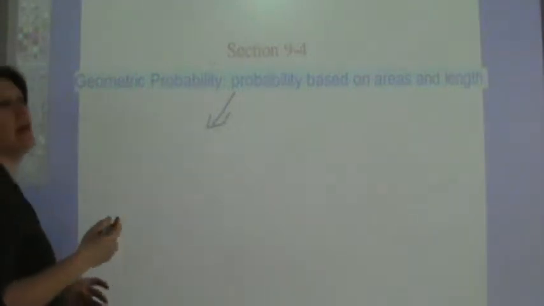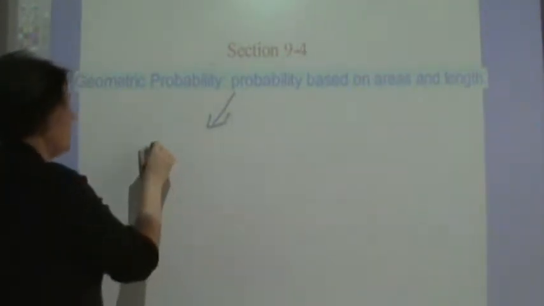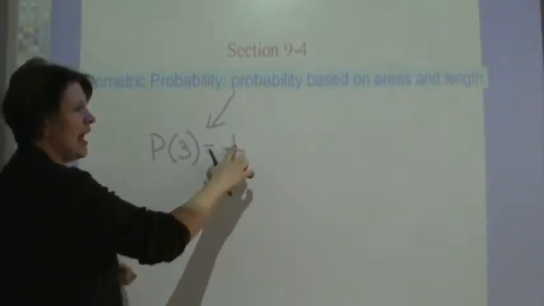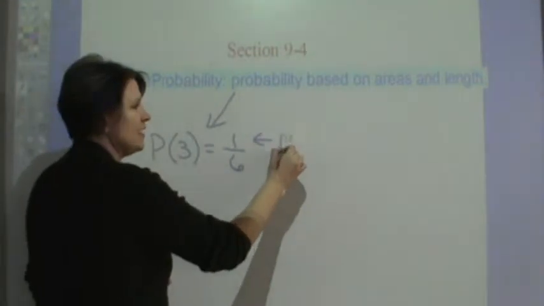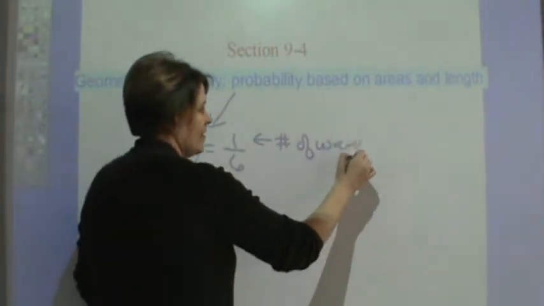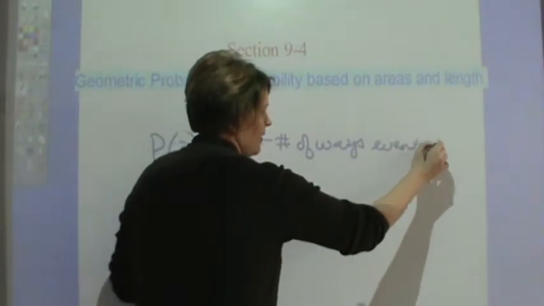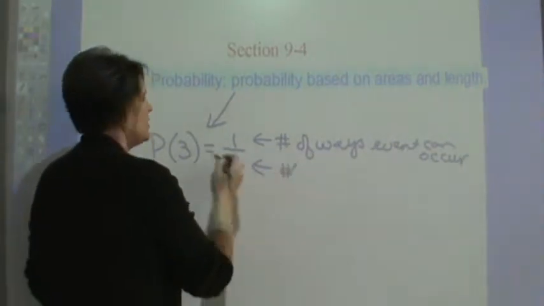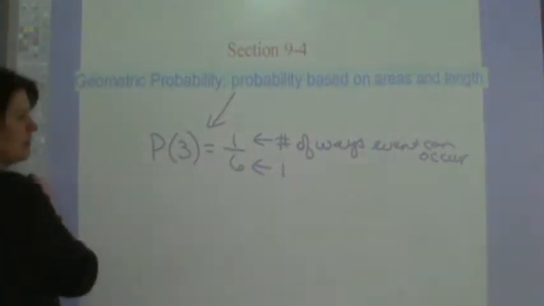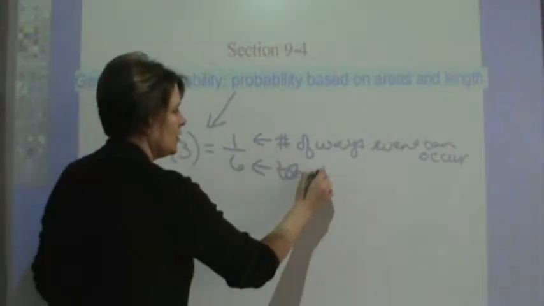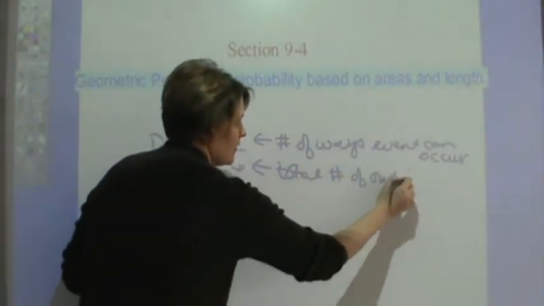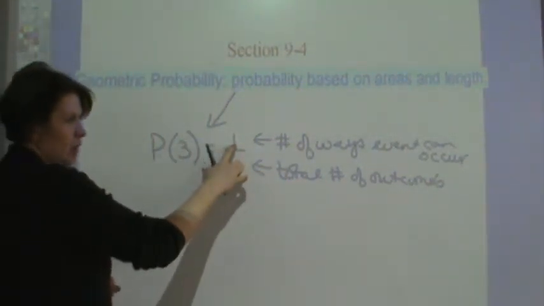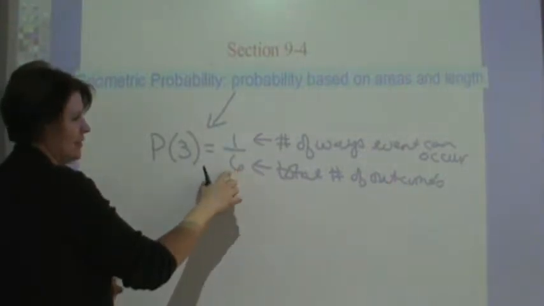So probability would be like when we roll a dice. For example, the probability of getting a 3 on a dice is 1 out of 6. Your top number is the number of ways the event can occur. And then the bottom number is the total number of outcomes. So in this example, there's only one 3 on a dice, so there's a 1 on the top number, and then there are 6 sides on the dice.